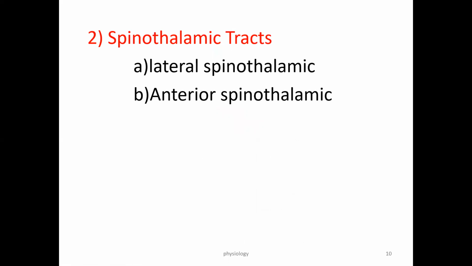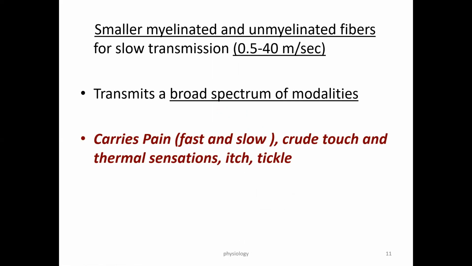So these are the two spinothalamic tracts: the lateral spinothalamic tract and the anterior spinothalamic tract. They mainly arise from different groups of nerve fibers, the A delta, which are small myelinated fibers, and type C fibers, which are unmyelinated fibers. They carry pain and temperature, that is two types of pain sensation, fast and slow, like a pin prick, which is a fast sensation. Then crude touch sensation, thermal sensation, itch, and tickle sensation. So these are the different sensations carried by the anterolateral spinothalamic tract.